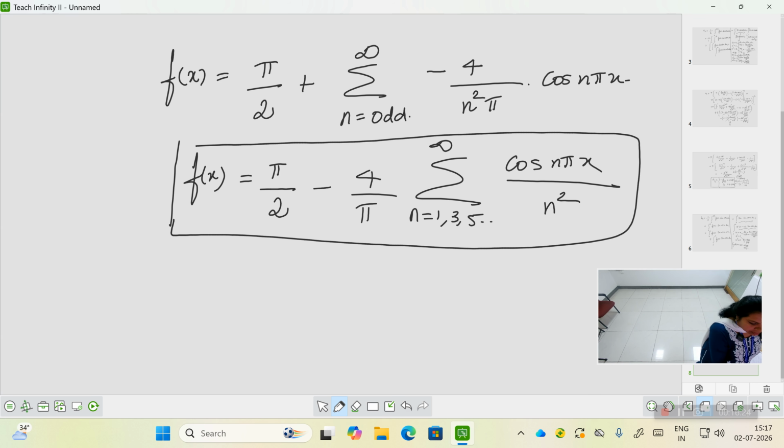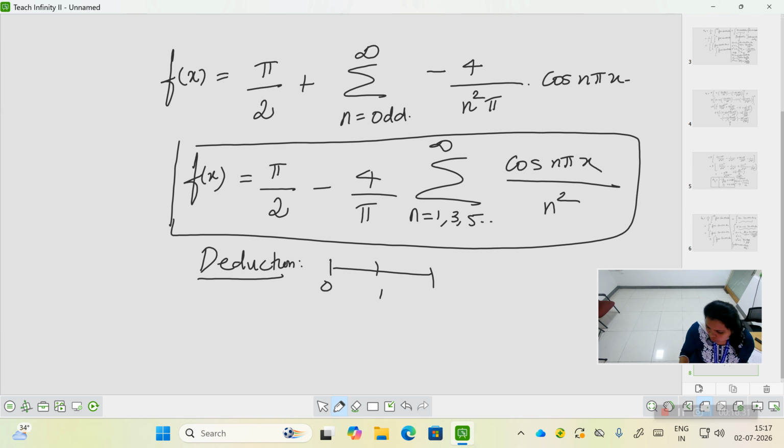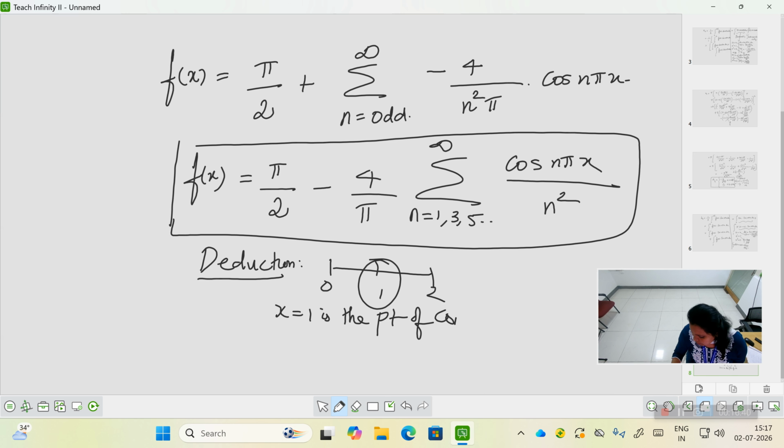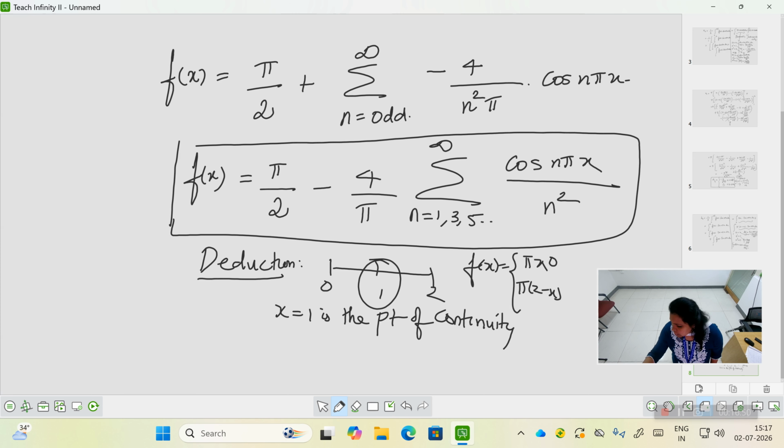Now we have the deduction. We have the deduction part. So how to do the deduction? We are having the midpoint, is it 0 to 1 to 2. So we take the middle point to be the point of continuity. x is equal to 1 is the point of continuity. Okay. So when you substitute x equal to 1, you can look at the question. You are having two terms, pi x and pi into 2 minus x, 0 less than equal to x less than equal to 1, 1 less than equal to x. This is a problem. If you take the middle point anywhere, you get the value to be 1 only.